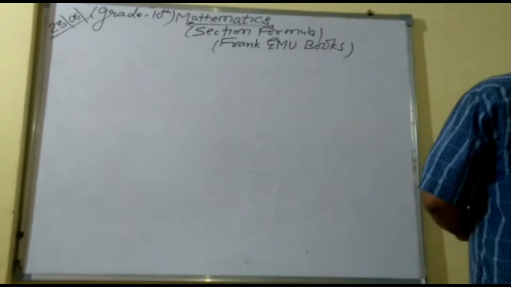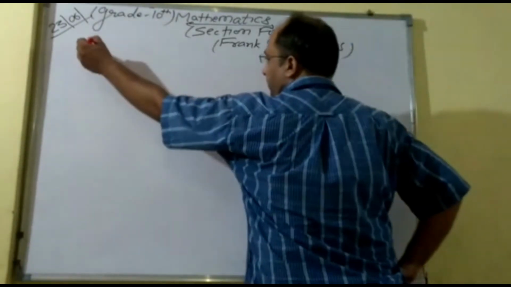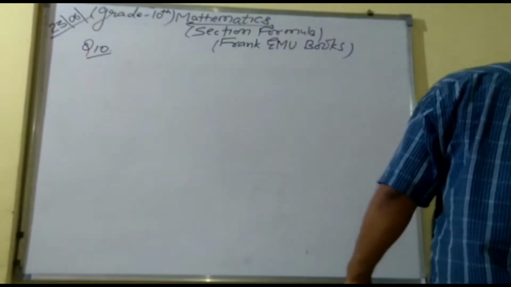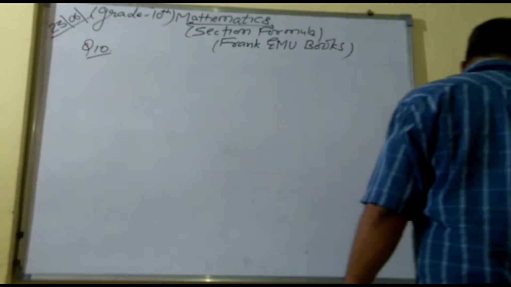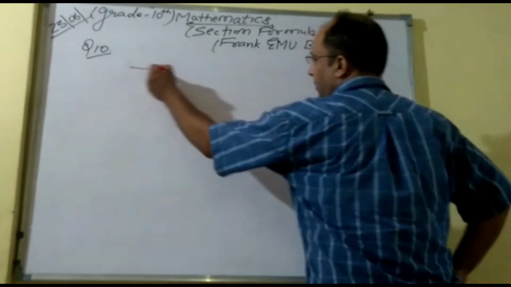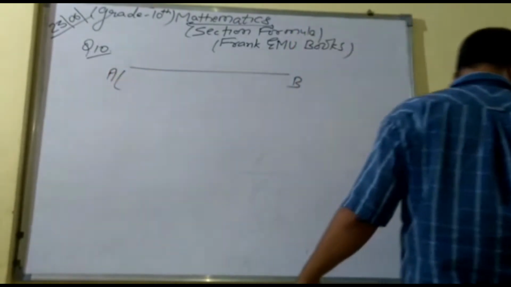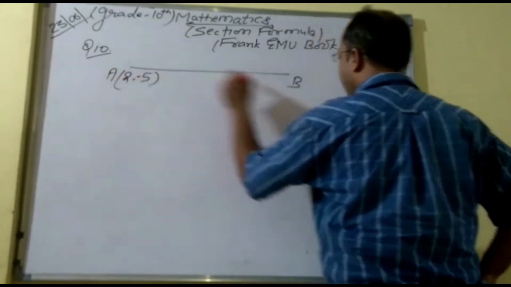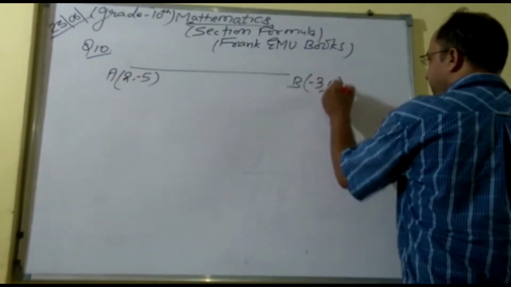Now, in the same exercise, I am going to solve question number 10. It is given: find the ratio in which the line segment joining A (2, minus 5) and B (minus 3, 10) is divided by the y-axis. Right? Points of coordinates are given, A and B. A is given as 2, minus 5, and B is given as minus 3 and 10.